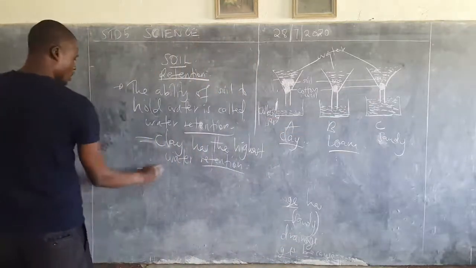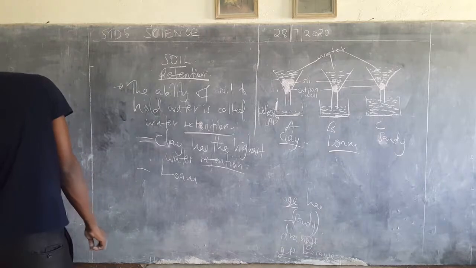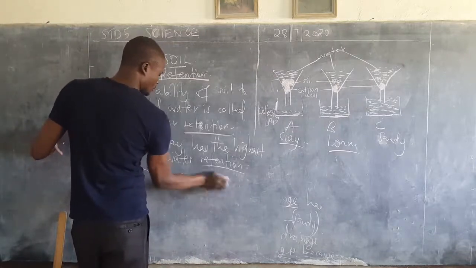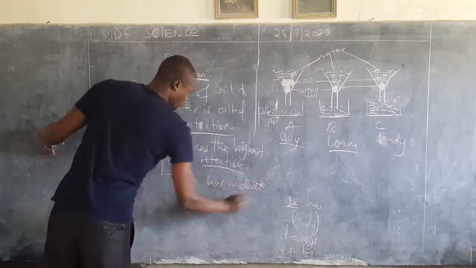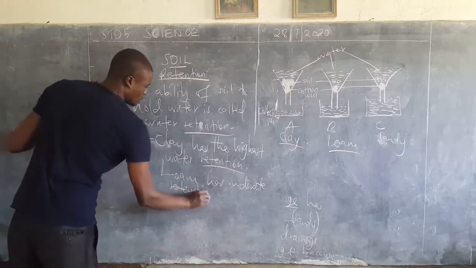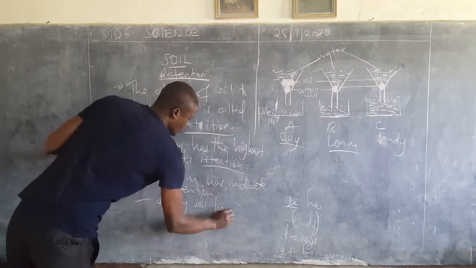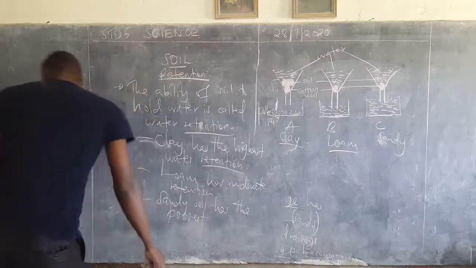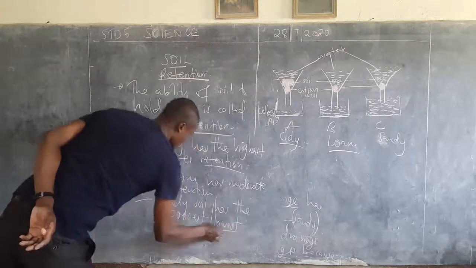And then loam soil has moderate retention. And then sandy soil has the poorest, or the lowest, retention. You can talk of poorest or lowest retention.